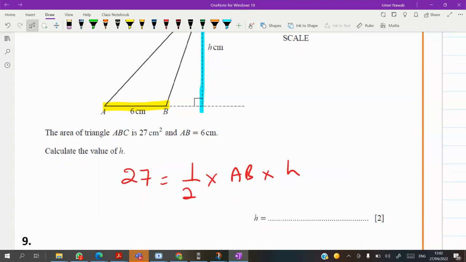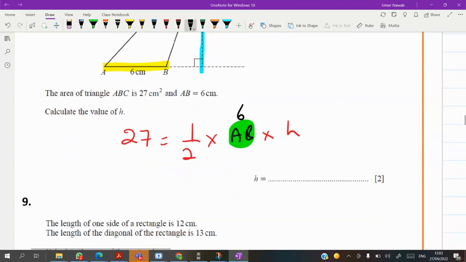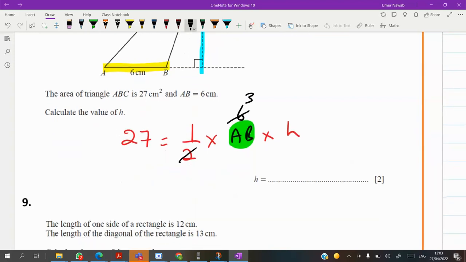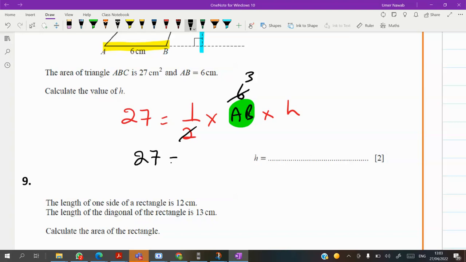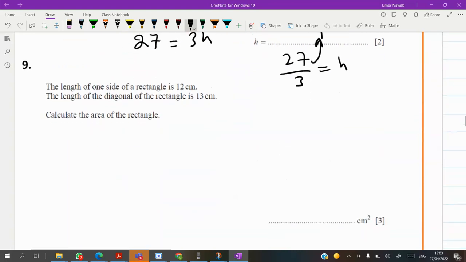He said AB is 6. So 2 cancels with 6, it gives you 3. So 27 is equal to 3h. So 27 divided by 3 is equal to h. You can write your answer over here.